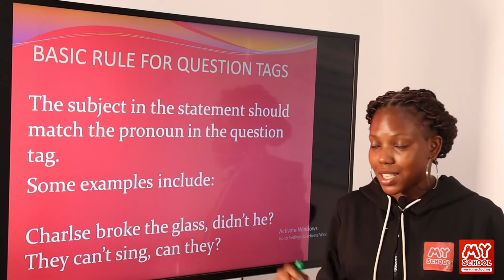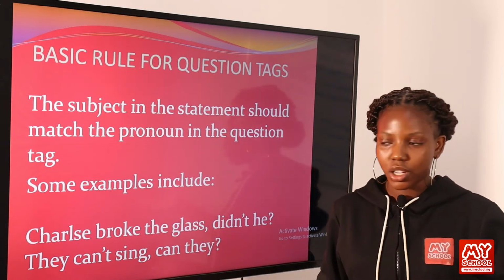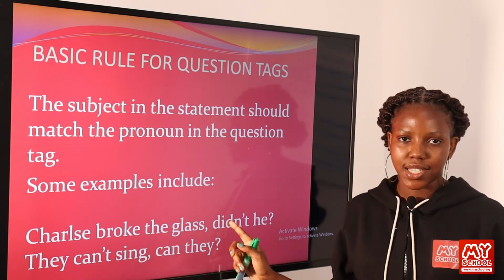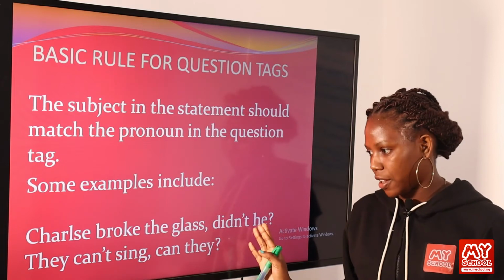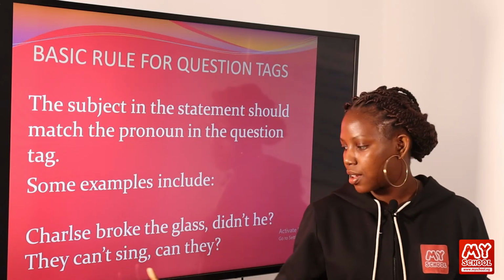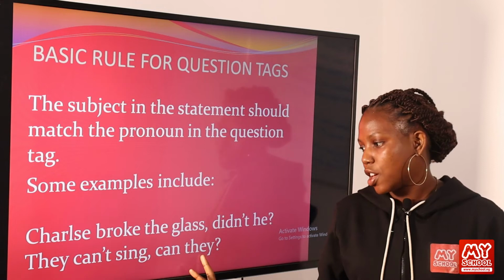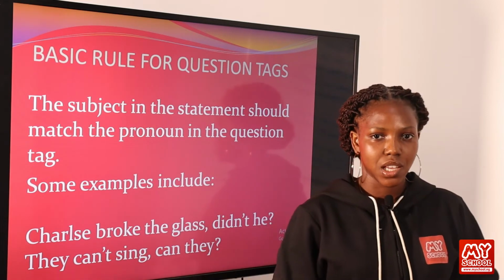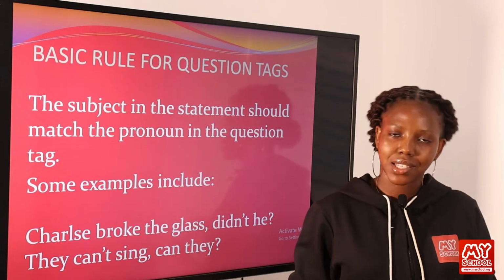So we can see that this example is still following the first basic rule. Okay, so we have the positive statement and then we have the negative question tag, didn't he? They can't sing, can they? Okay, so we see they also referring to the subject in the statement. Now let's take a look at the next basic rule.